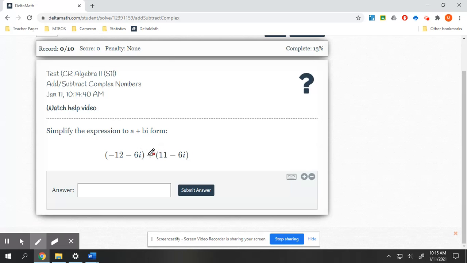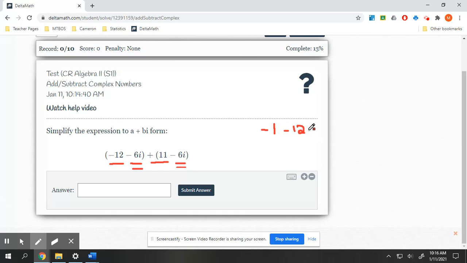Now, if we are adding two values, we really don't need to change the signs here. So like terms here, I have a negative 12 plus 11. Negative 12 plus 11 is negative 1. Now, with our i's, I have a negative 6i plus another negative 6i. So that is negative 12i.